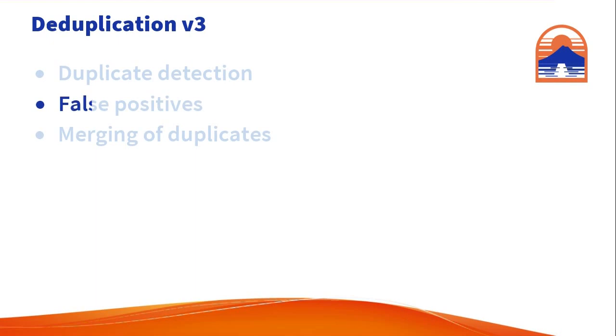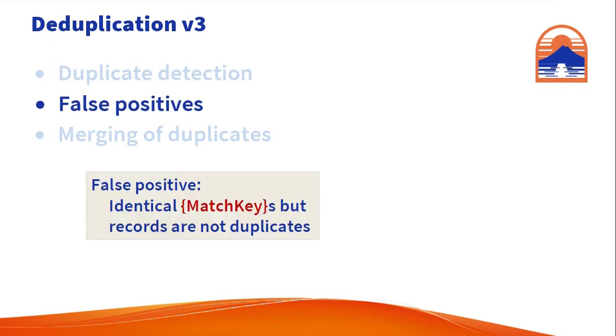The second deduplication module, as it were, is support for false positives. By false positive, I mean two records of identical match keys, but which are determined not to be duplicate records. An example of this might be two individuals with the same first and last names, but with different middle initials. When I use the term false positive, the assumption is that the potential duplicate identified by the system has been vetted by the user, and the records have been found not to represent an actual duplicate.